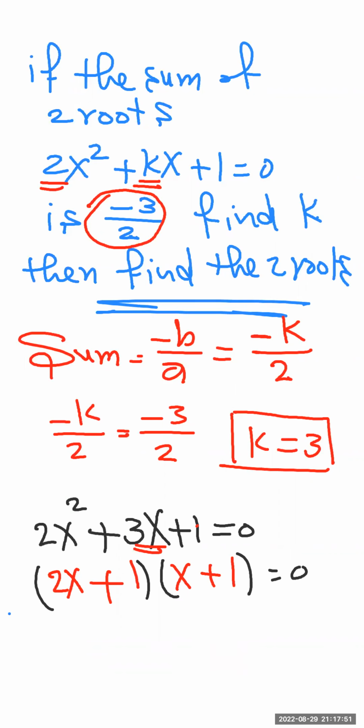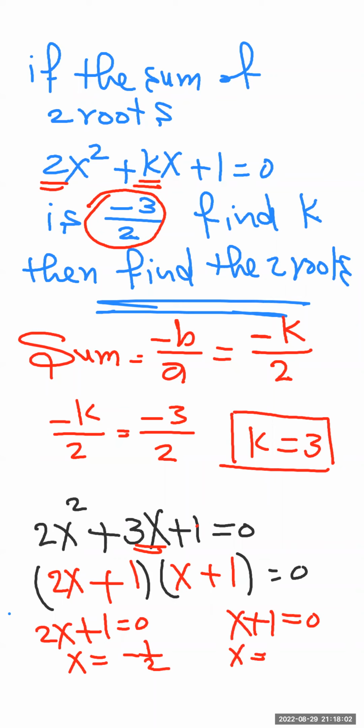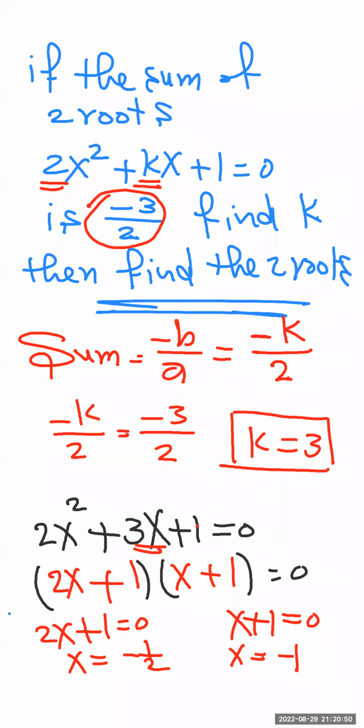Now 2x plus 1 equals 0, so x equals negative half. Then x plus 1 equals 0, so x equals negative 1. So those were the values of x: x will equal negative half and x will equal negative 1. Okay, guys? Do we have any questions? No. Okay, another example.